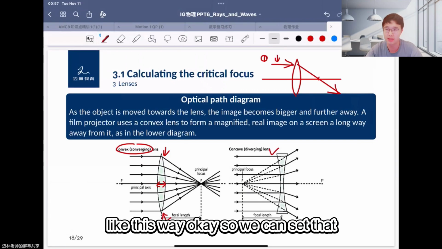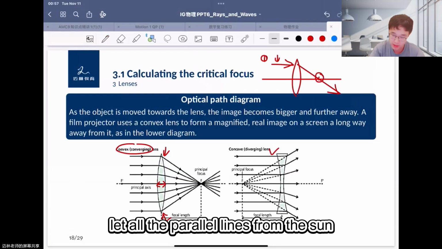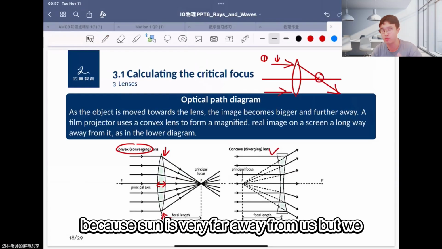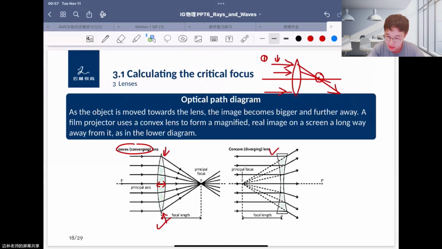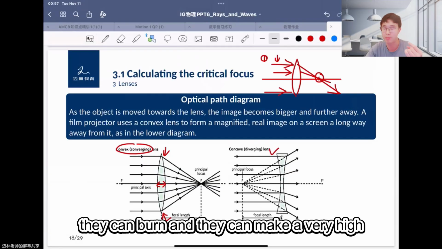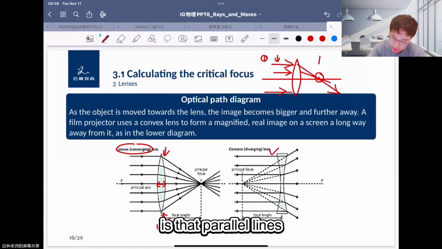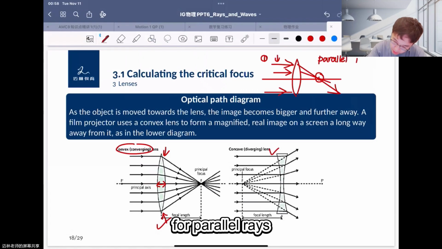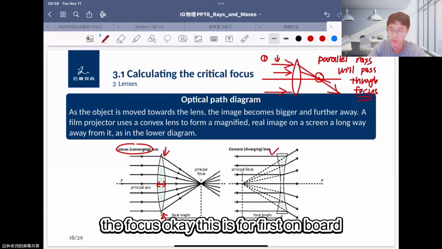Okay, so we can say that here is a focus, and all the parallel rays from the sun, because the sun is very far away from us, we can consider the rays to be just like parallel lines. Every ray of sunshine is refracted to the focus, and they can burn, making a very high temperature at this place. So this is the first property: parallel rays will pass through the focus. This is the first property you have to remember.